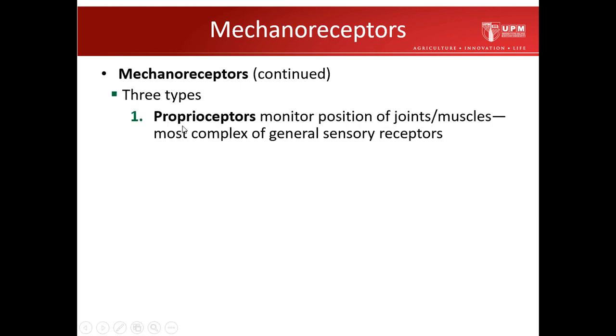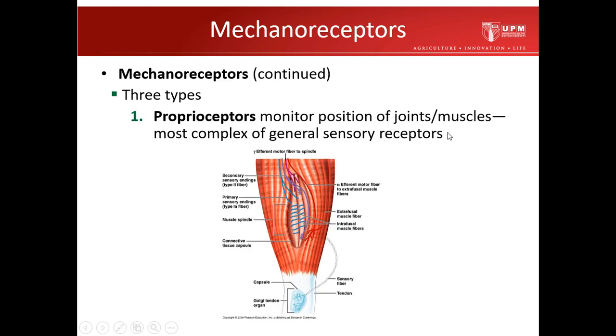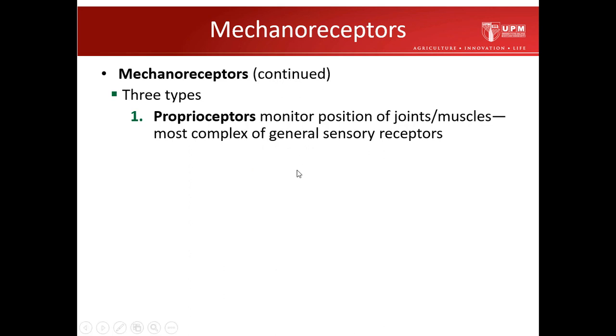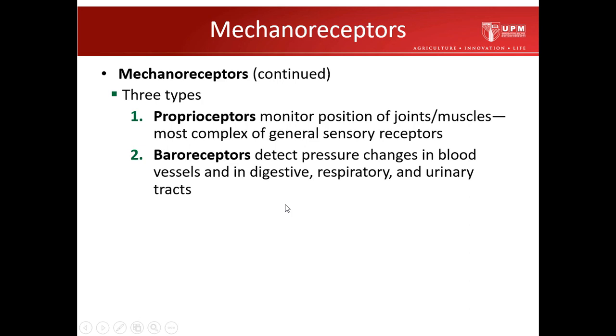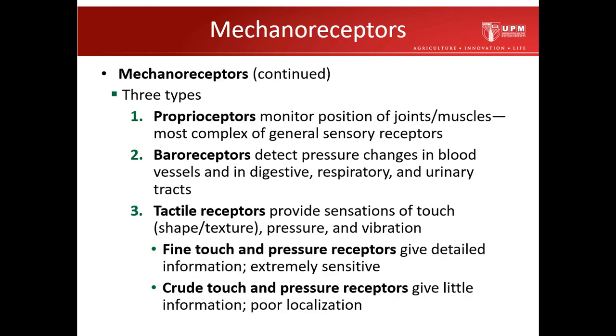So the first one is proprioceptors, which monitor the positions of joints and skeletal muscle. They are the most structurally and functionally complex of the general sensory receptors. The second one is the baroreceptor, which detects changes in the wall of blood vessels and in portions of the digestive, respiratory, and urinary tracts. The third one is tactile receptors, which provide the closely related sensations of touch, pressure, and also vibration.